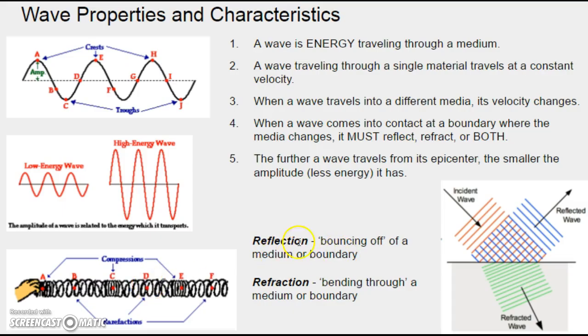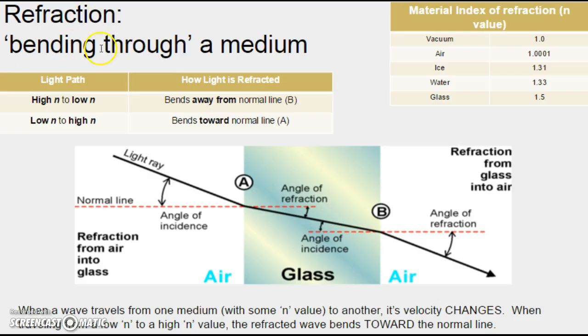And last but not least on this slide, we can look at reflection and refraction, two very important wave properties. When a wave comes in contact with the boundary, this line right here is a boundary, it can reflect, it can bounce off. So here I have these red lines, this wave hits and reflects off into this blue. So this is what we call reflection. It bounces off a medium or a boundary. And refraction tells me that it bends through a medium or a boundary. So notice the red comes into contact here. If it's transmitted or passes through the boundary, it refracts. So refracting, bending through a medium.